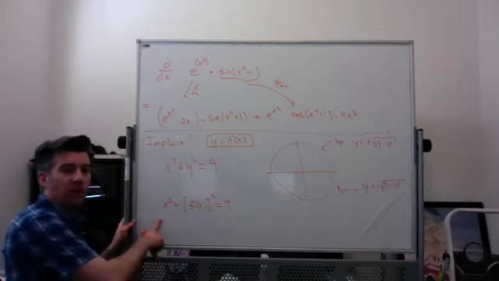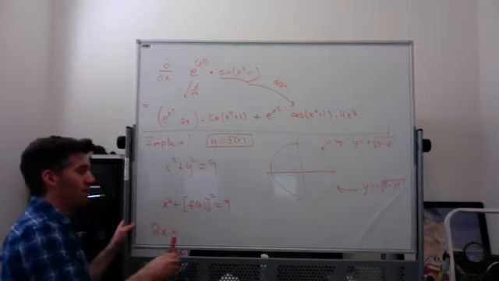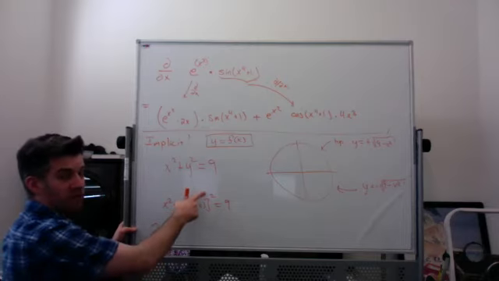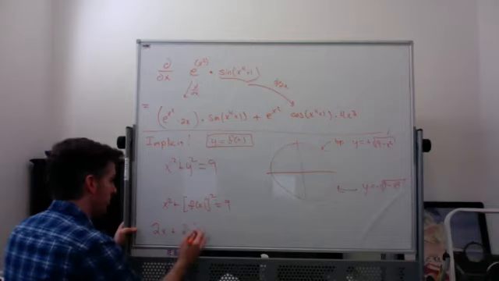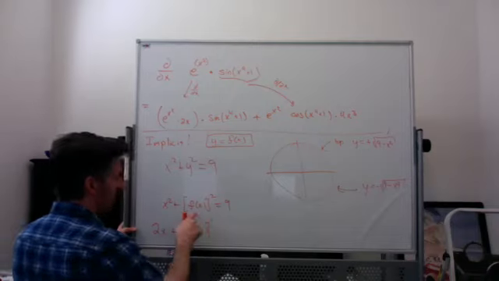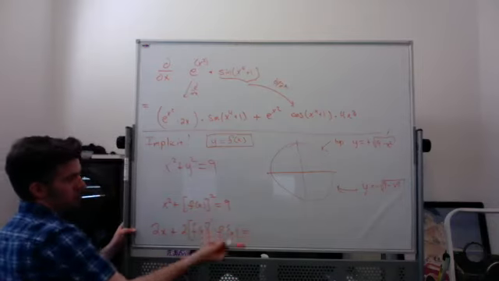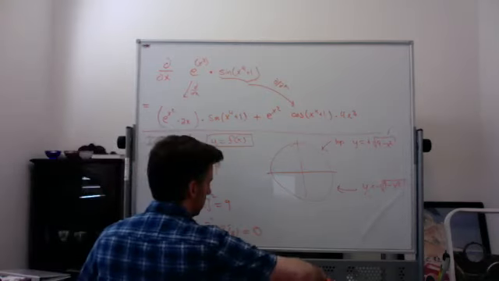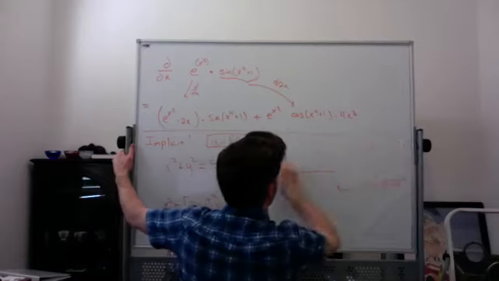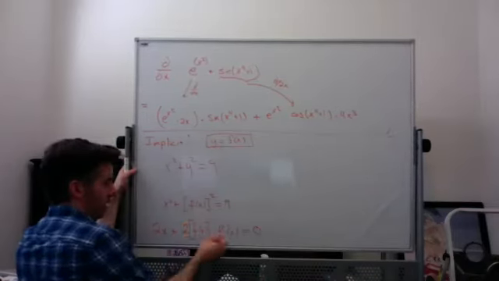So what's the derivative of x squared? 2x. What's the derivative of some stuff squared? Oh, we're going to use the chain rule. It's 2 times my stuff to the first power times the derivative of that stuff, which is f prime of x, equal to the derivative of 9, which is 0. So then we can solve for f prime of x, which is right here.